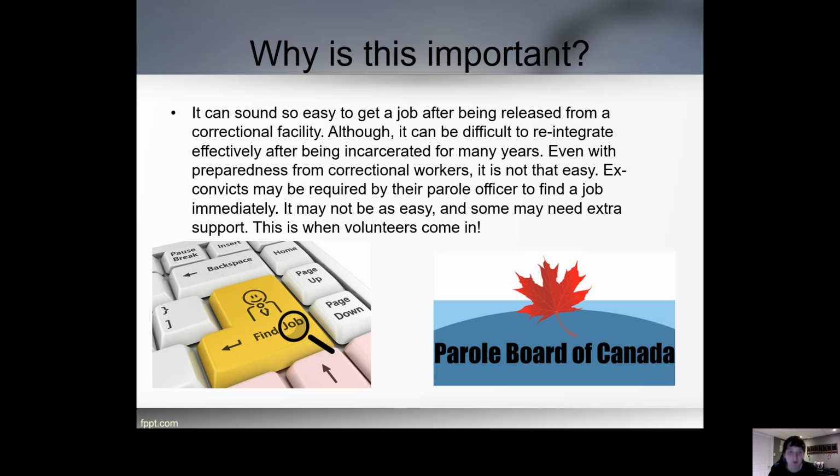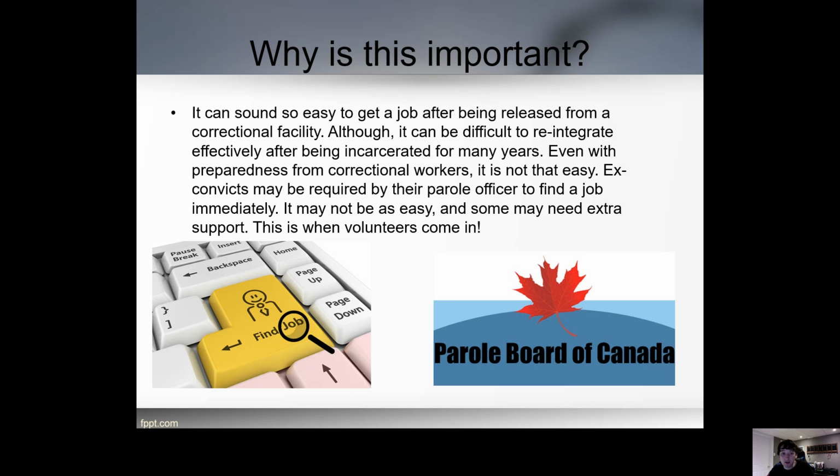You may ask, why is this important? If you put yourself in the mindset of an inmate being released from a correctional facility, it can sound so easy for us to say, I'll find a job when I get out of prison. Although it is not as easy as it seems. It can be difficult for some people to reintegrate effectively after being incarcerated for many years. Even with the preparedness of your correctional workers, in the end, it's not that easy.